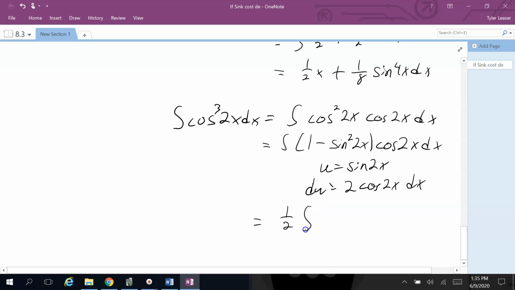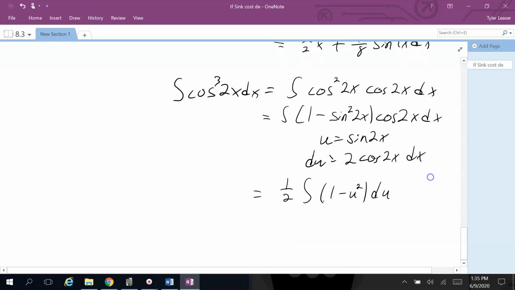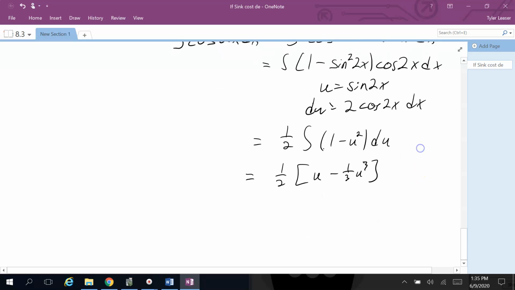I'll just pull that to the front of the integral. This parentheses is now 1 minus u squared. And the cosine 2x dx becomes the du once we pull that 1/2 out. We can do the antiderivative here. 1 just goes to u, minus u squared goes to 1/3 u cubed. Move the 1/2 back in and then redo the u substitution.